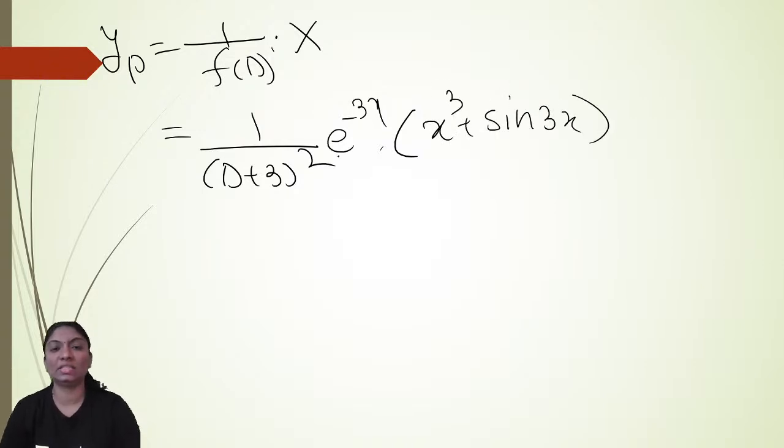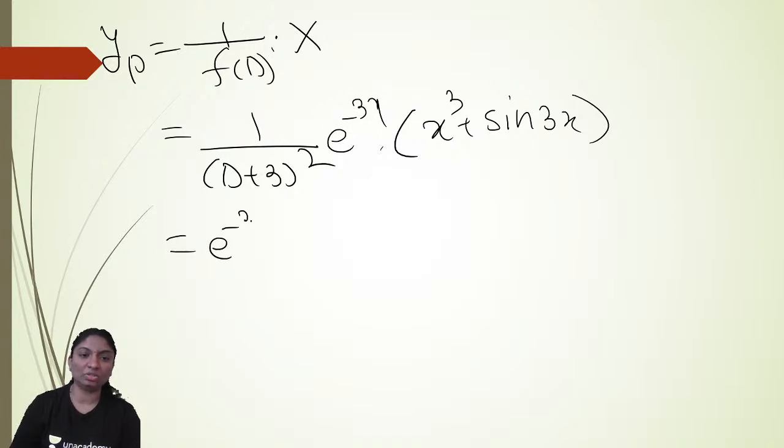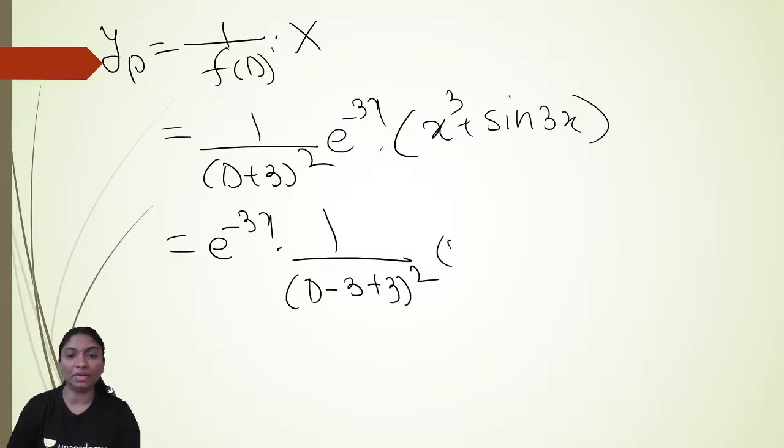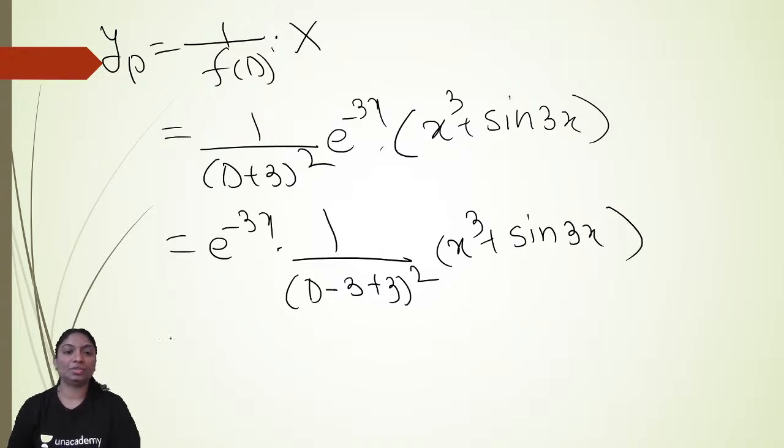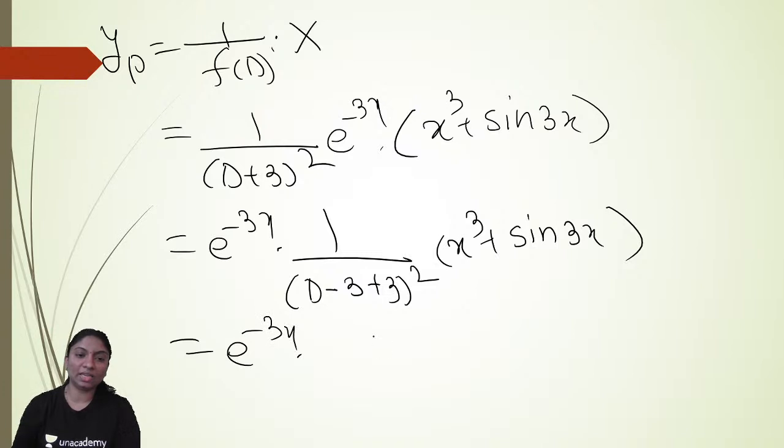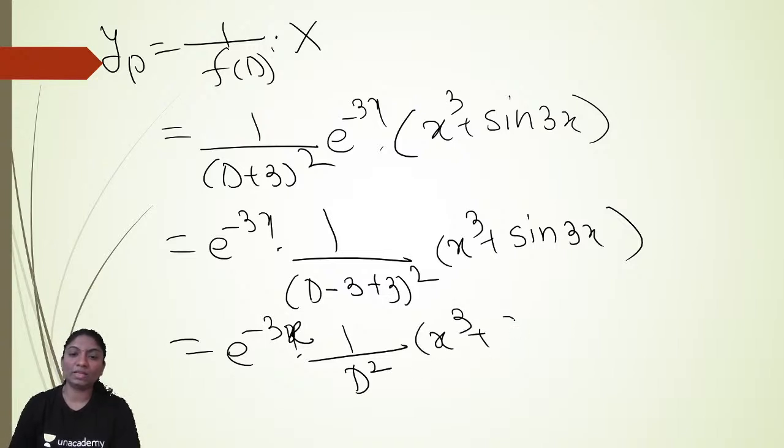Here your a is equal to minus 3. So I am writing e raised to minus 3x and replace d by d plus a. Here a is minus 3, so you can write d minus 3 plus 3 whole square into x cube plus sine 3x. So this becomes e raised to minus 3x into 1 upon, plus 3 minus 3 cancel out, d square into x cube plus sine 3x.